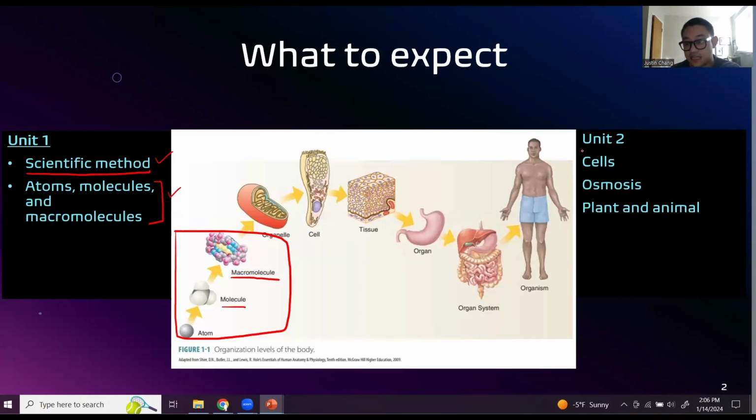Looking at our second unit, it's all about cells. So in this case, we're going to be moving up a little further to about this point here. We're going to be looking at cells, exactly what they are, what they have inside of them, how they function, how they work, what makes them tick. And then we're going to be looking at osmosis, so again, some transfers of fluid. And then finally, we're going to end that off with plant and animal cells, specifically differentiating between the two, seeing what the differences are and what some of the similarities are going to be.